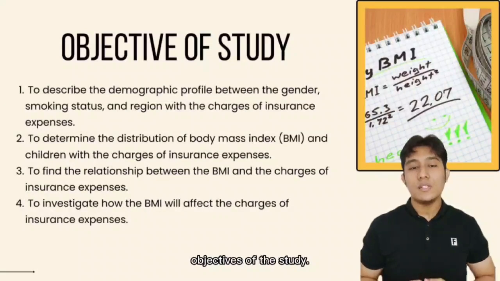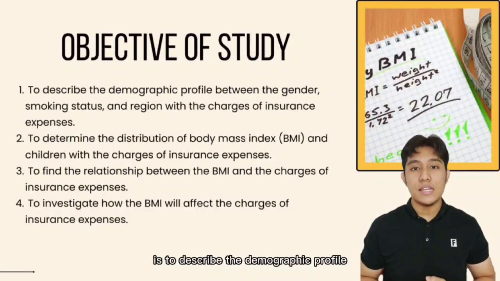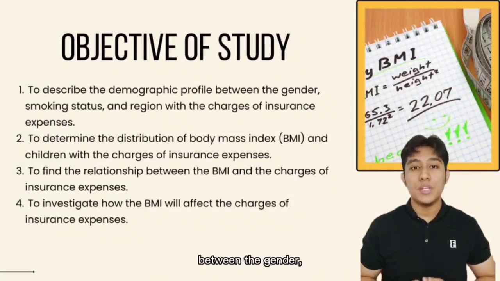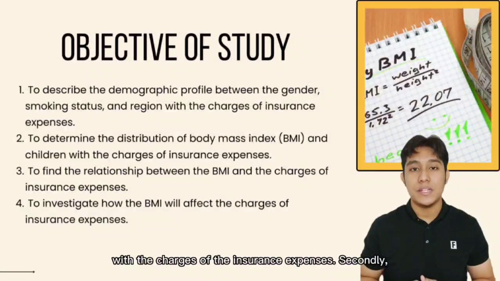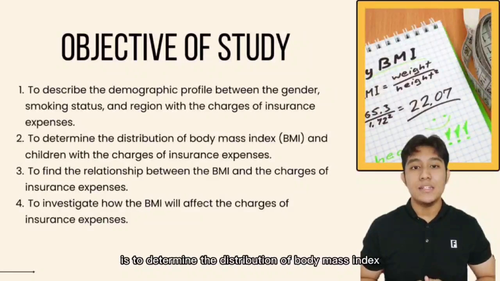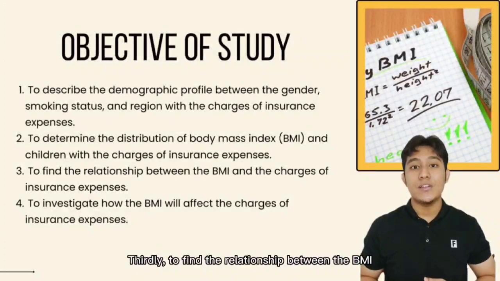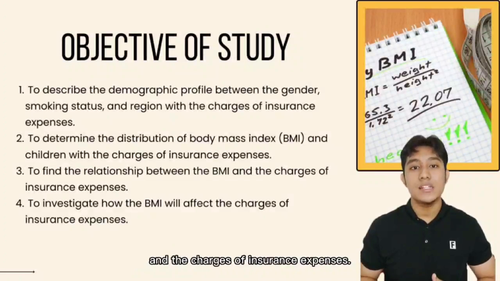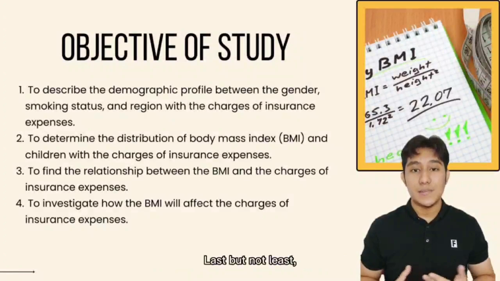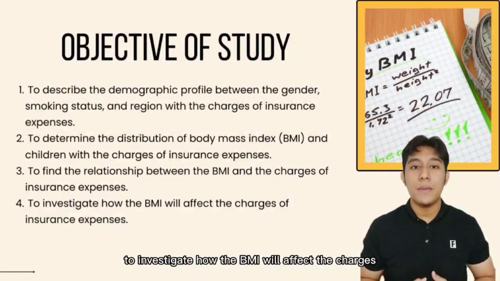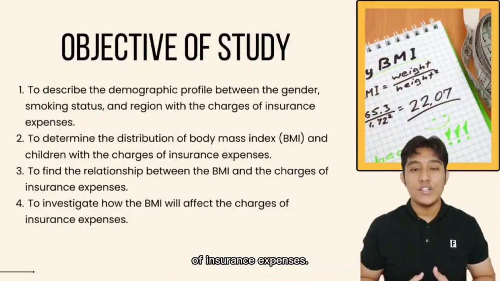Objective. There are 4 objectives of the study. First and foremost is to describe the demographic profile between the gender, smoking status and region with the charges of the insurance expenses. Secondly is to determine the distribution of body mass index (BMI) and children with the charge of insurance expenses. Thirdly, to find the relationship between the BMI and the charges of insurance expenses. Last but not least, to investigate how the BMI will affect the charges of insurance expenses.